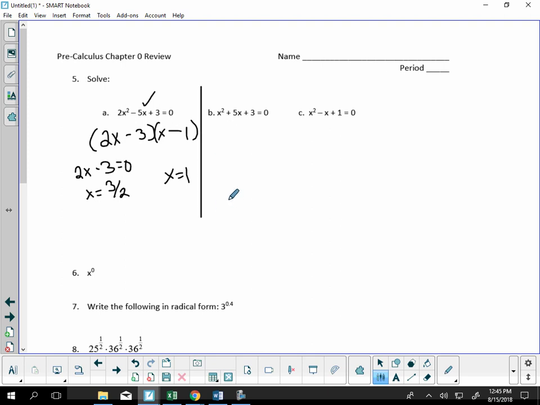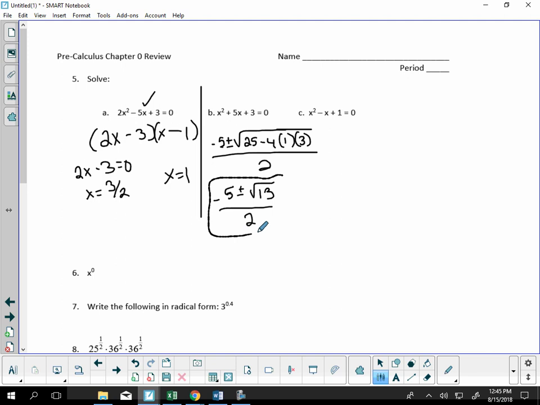So the next one, let's use the quadratic formula, opposite b plus or minus the square root of b squared minus 4ac all over 2a. Simplify what's underneath that radical, and you get 25 minus 12. That's a 5. 25 minus 12 is 13. And I'm not going to be able to do anything else to that because 13 cannot be simplified.